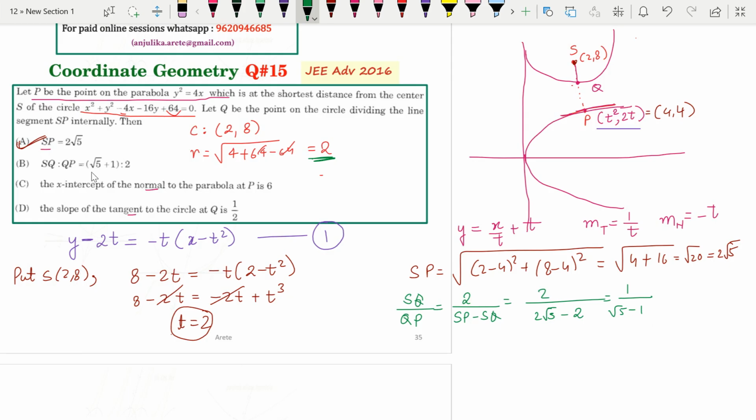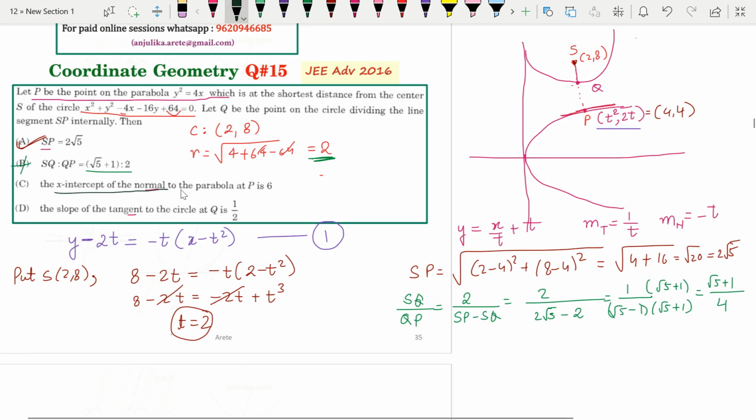Still we are not satisfied because the ratio is given in this form. So maybe we will multiply by the conjugate, root 5 plus 1, up and down. So we end up getting root 5 plus 1 divided by 5 minus 1, that's 4. Still this is wrong, right? Because they're saying it's 1 is to 2. Okay, let's move on.